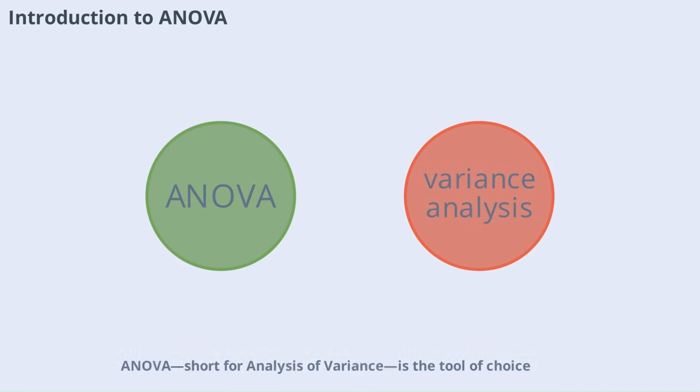ANOVA, short for analysis of variance, is the tool of choice. ANOVA is a powerful statistical technique that examines the variance within and between groups to determine if the group means are significantly different from each other. Let's break down how ANOVA works and why it's so useful.